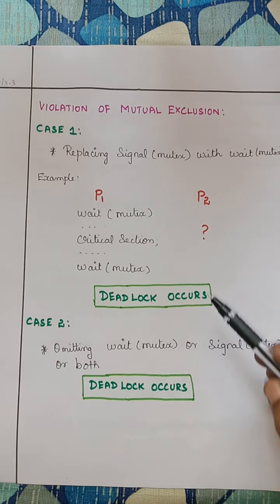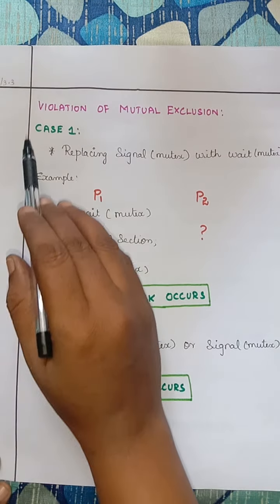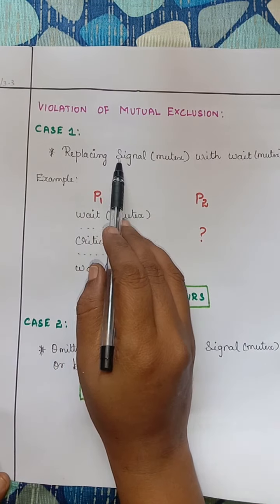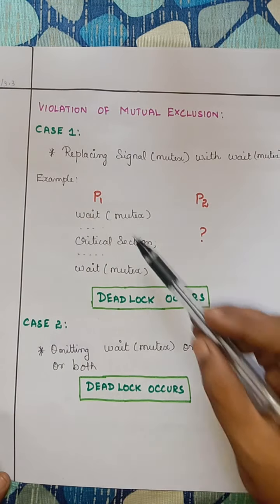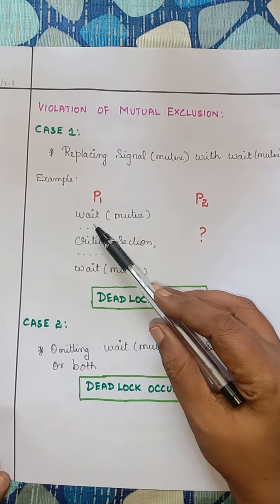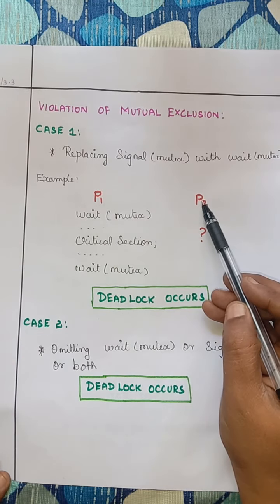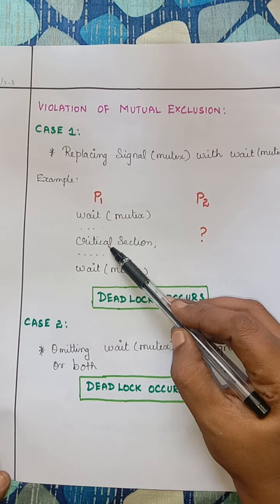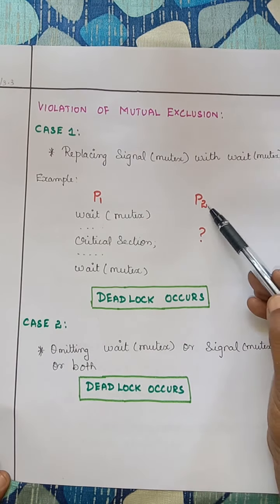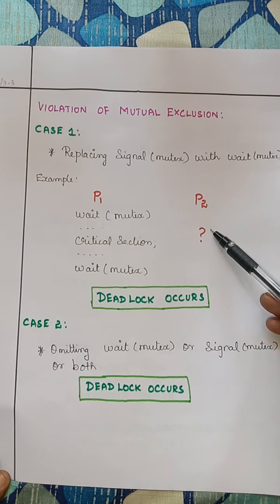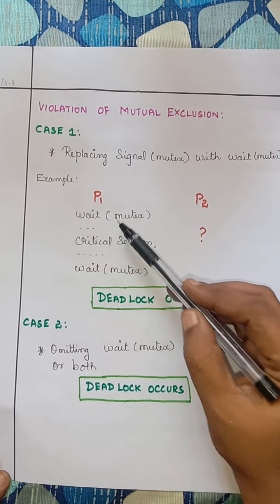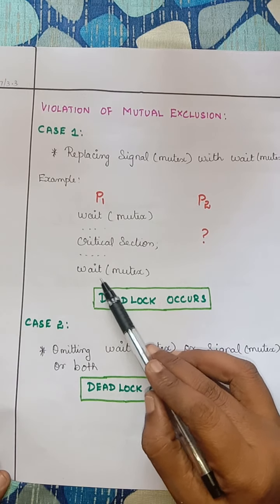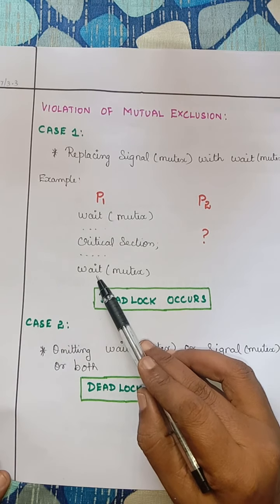And violation of mutual exclusion. There are two cases in the violation of mutual exclusion. The first is replacing signal with wait mutex. Let me consider program 1 has given a wait mutex for P2 and it works on the critical section. Now program 1 has to signal P2 that you can start your work and proceed with the critical section. But what program 1 is actually doing is again making a wait operation instead of signal. So, replacing signal with wait.